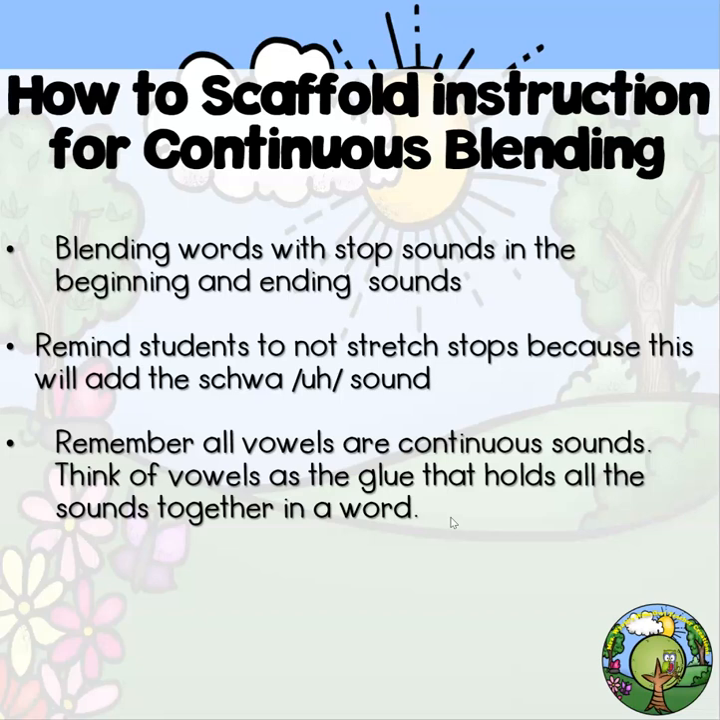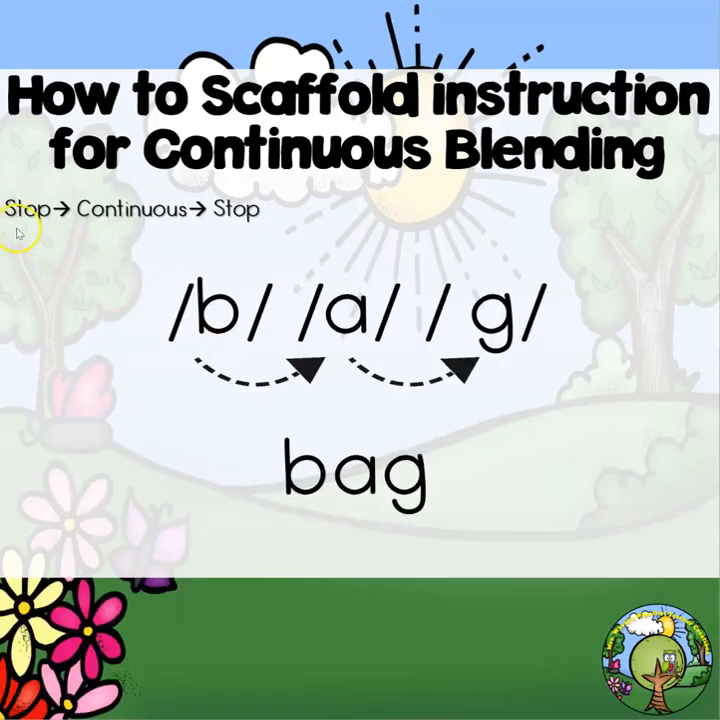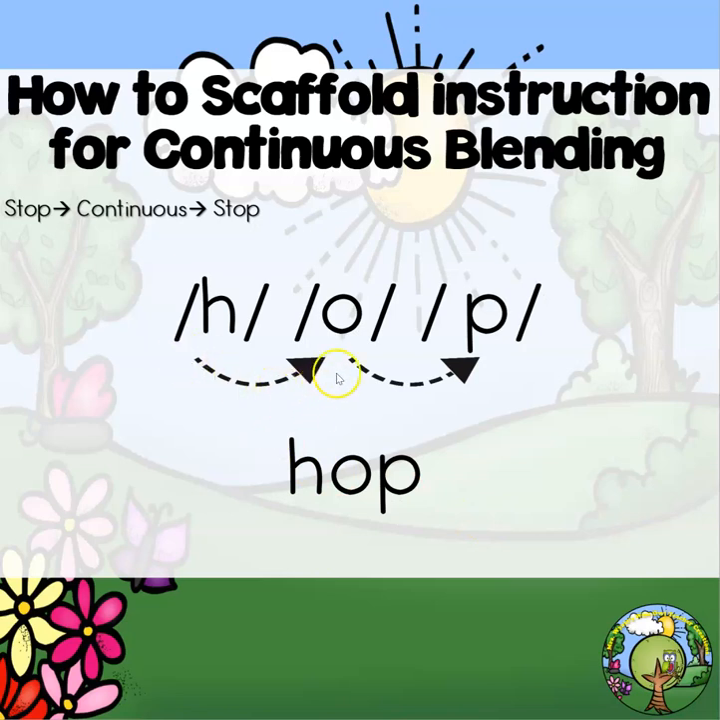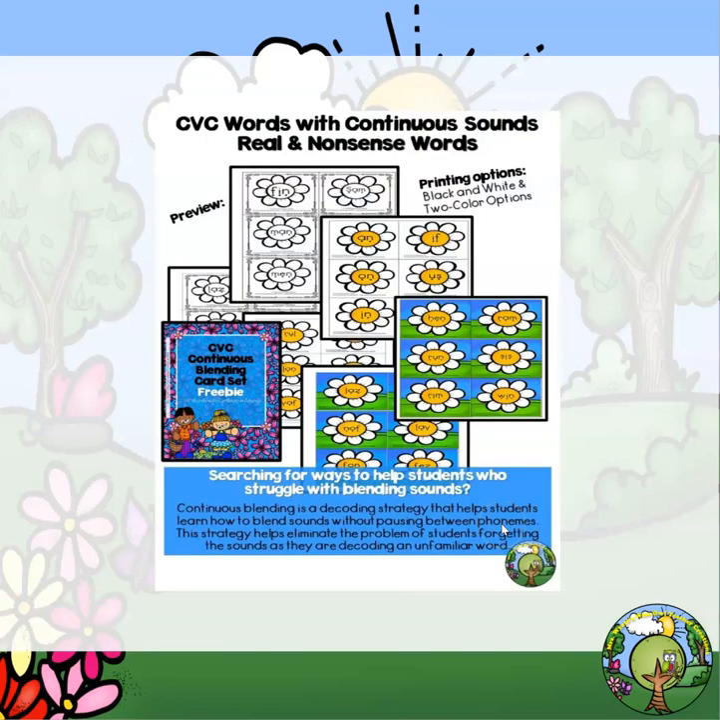Then, when students are pretty proficient with reading words with stop sounds at the end, we want to read words with stop sounds at the beginning and at the end. Like I said before, just make sure they clip those sounds and they're not adding the schwa to those words. In these words, you're going to have a stop sound, continuous sound, and then another stop sound. It's going to sound something like this. Ag. Bag. Or op. Hop.